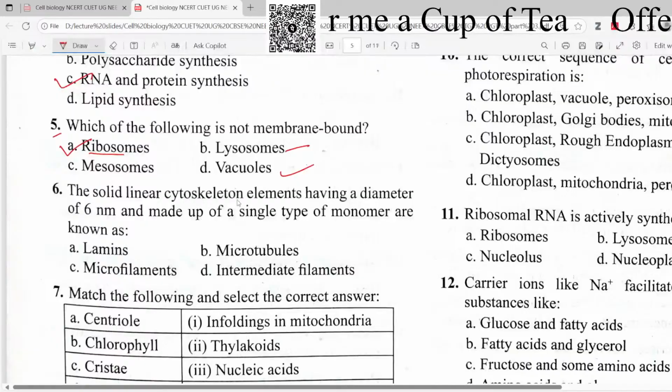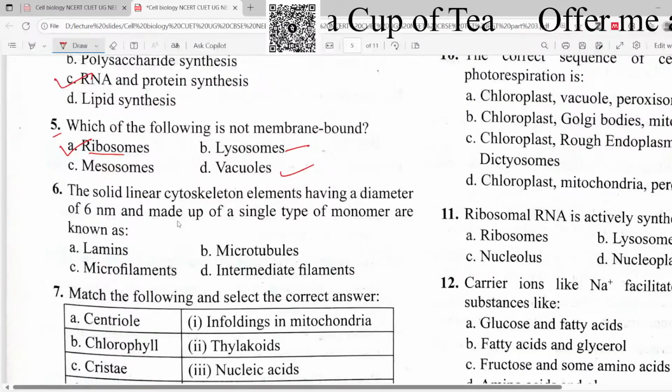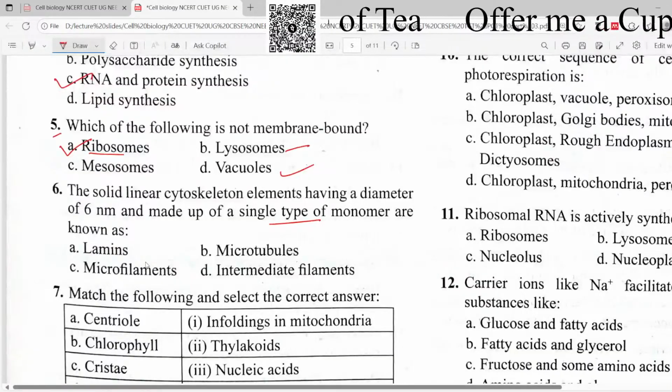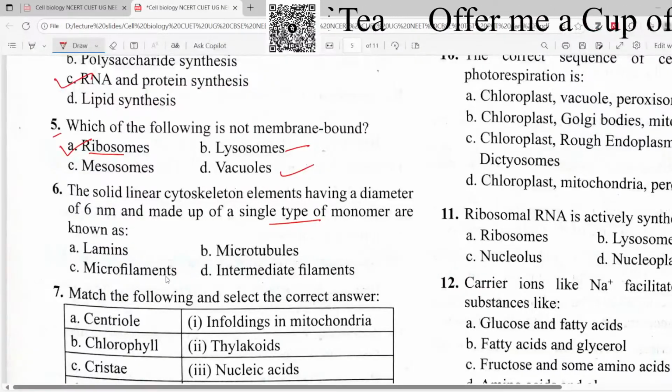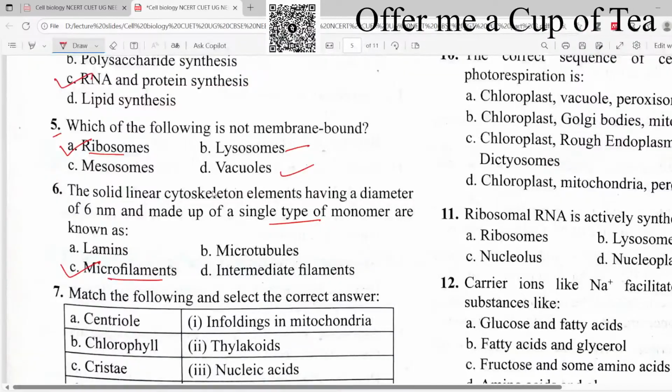The solid linear cytoskeleton element having a diameter of 6 nanometer and made up of a single type of monomer is known as: option C is the correct answer, the microfilament. Next question.